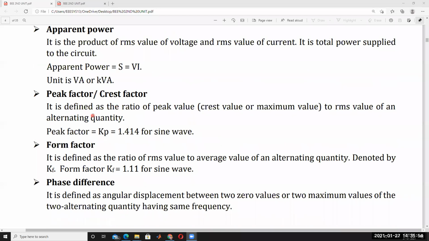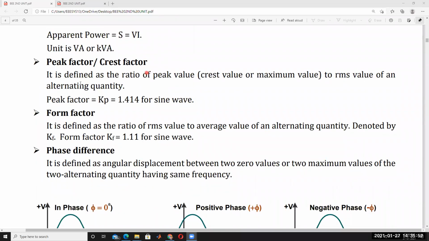Then next, peak factor or crest factor. It is defined as the ratio of peak value to the RMS value of an alternating quantity. Crest value or maximum value, the names are the same. It is indicated by Kp. For a sine wave, the peak factor is 1.414, that is root 2.